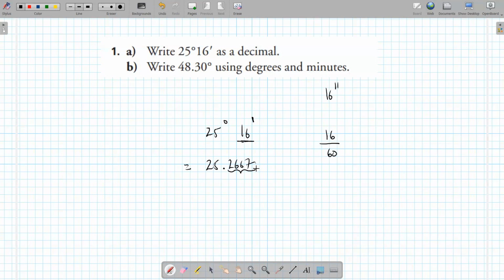B is the opposite. Now they're asking us to write this using degrees and minutes. So the answer is going to be 48 degrees and something minutes. So how do you find that minute value? You do the opposite. Over here, we divided by 60. Over here, we need to multiply by 60, just the decimal bit. So 0.30 times 60 minutes, that'll be 18 minutes. So the answer is 48 degrees and 18 minutes, and you're done.